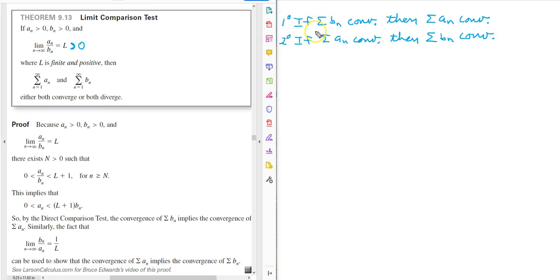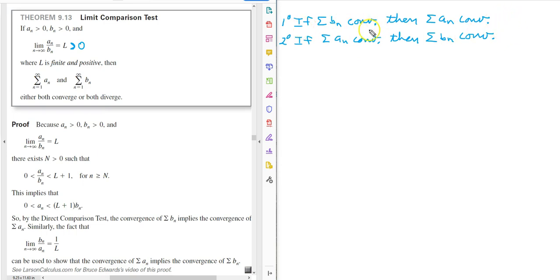Okay, so it's the same as saying this. If the Bn series converges, then the An series must also converge. And if the An series converges, then the series involving the Bn terms must converge. So the statement over here is the same as saying these two things.